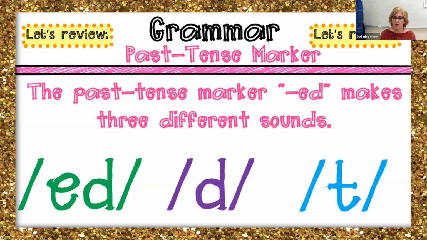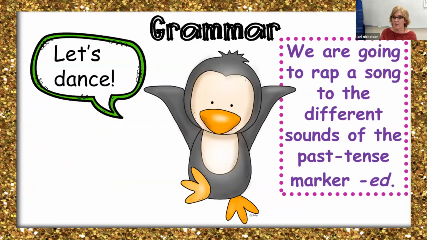The past tense marker ED makes three different sounds. We have ed, d, and t. So let's dance. We're going to rap a song to the different sounds of the past tense marker ED.